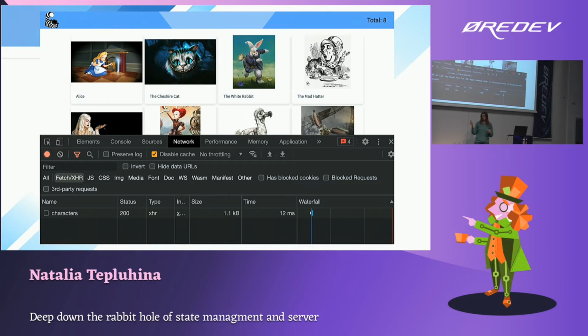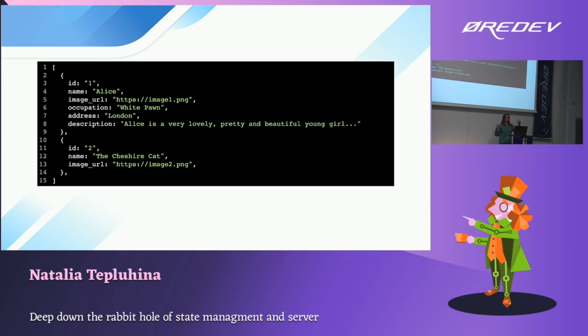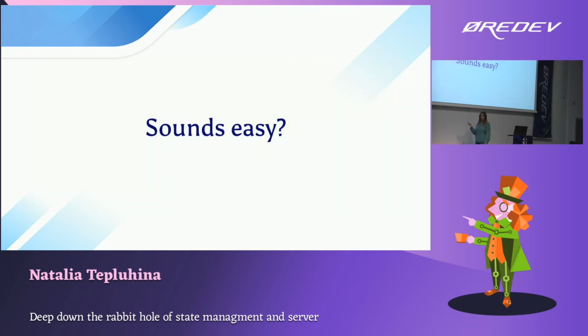One request, cool. Now, we also want to populate this state with more details for a single character. If I go to the character page, I have more properties in this object. I also want to add occupation, address, and some description. And I want to populate my array, because why not? Why do I need to store it separately somewhere like active character or something? Cool. Let's go and add these 3 properties to our array. Sounds easy.